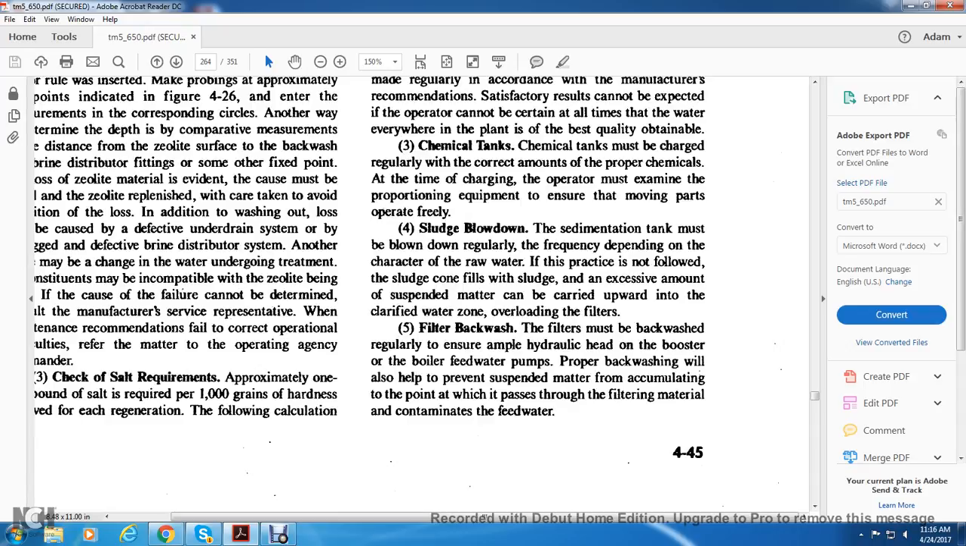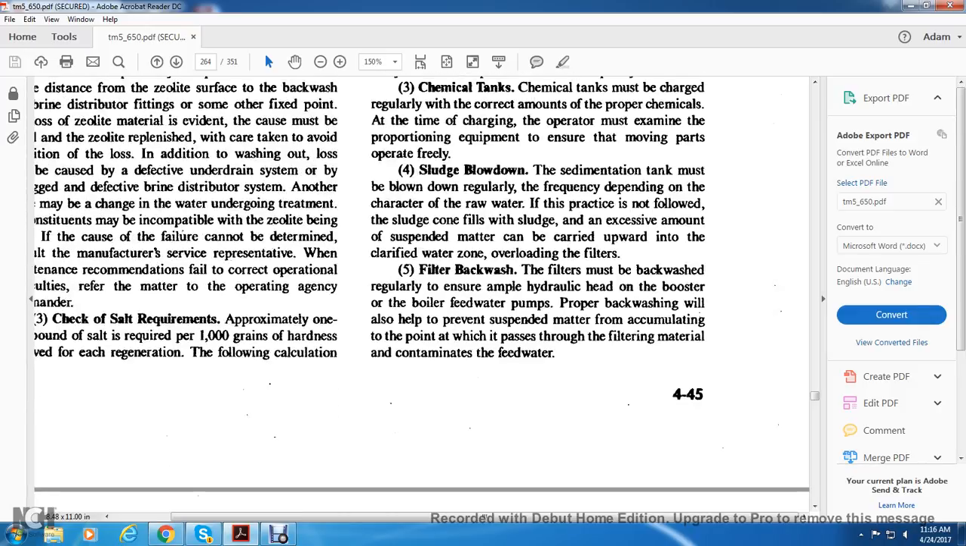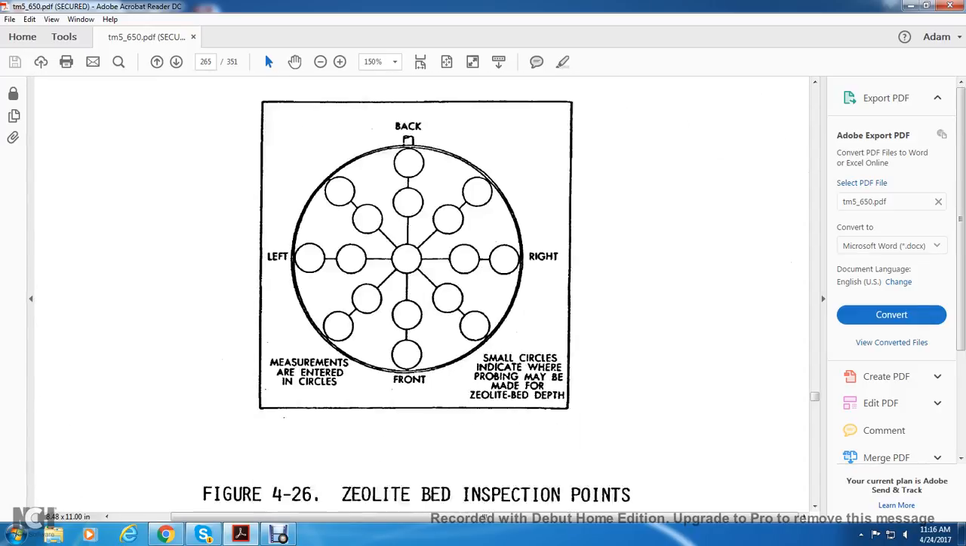Filter backwash. Filters must be backwashed regularly to ensure ample hydraulic head for the booster and the boiler feed water pumps. Proper backwashing will also help prevent suspended matter accumulating to the point where it passes through the filtering material and contaminates the feed water.